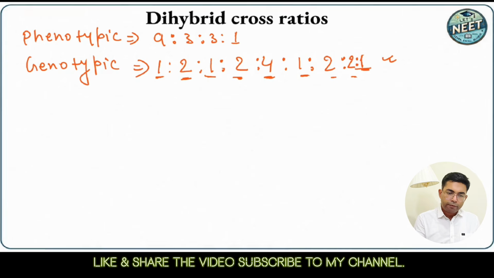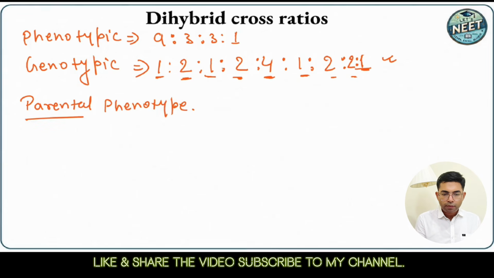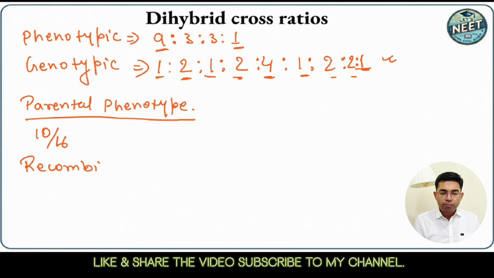Now here, same way, if I ask you parental phenotype, now we know that this 9 and this 1, it is the parental phenotype. So we say 10 by 16 is parental phenotype. If I say recombinant phenotype, so it is 6 by 16.